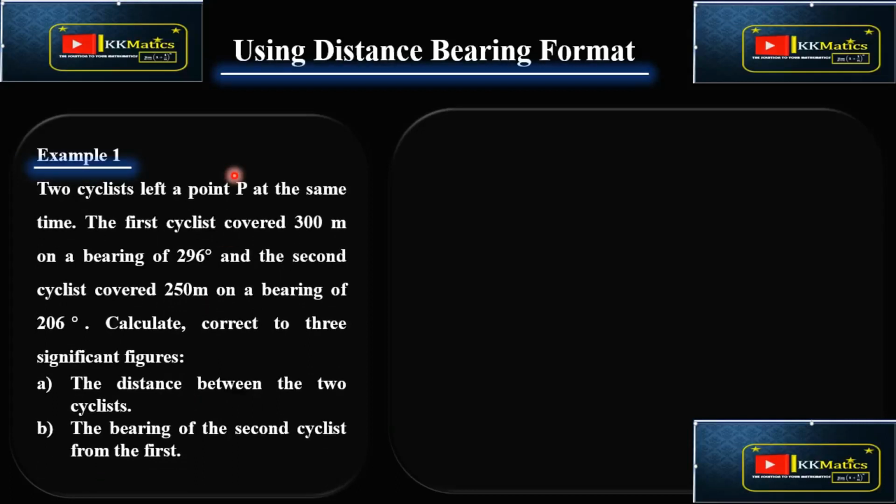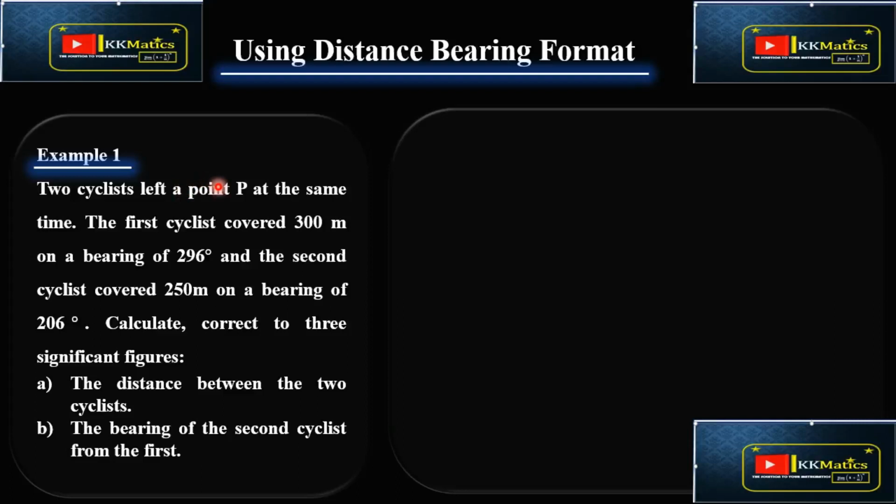I think we've already done this in the earlier example in the previous video. If you have not watched it, I suggest you watch it. We solved this using the sketching method, but here we want to use the distance bearing format to solve this question.